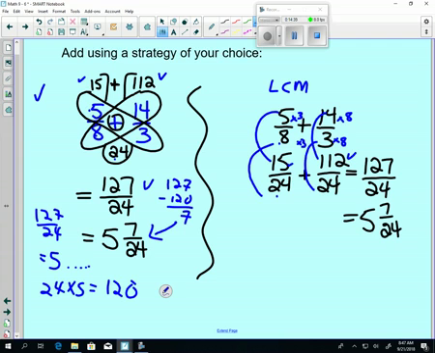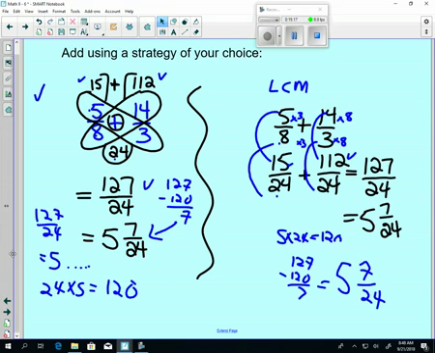Again, you divide that, you get 5, and 5 times 24 is equal to 120, which means we have 7 left, so it'll be 5 and 7 over 24. Okay, so you can choose whichever strategy you're more comfortable with.